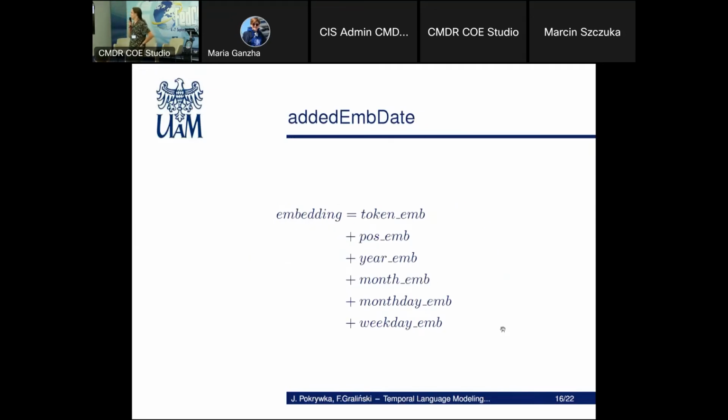The second approach is adding embeddings to every input token. So instead of stacking or prepending our embeddings at the very beginning of our text, we just add these embeddings to every input token, to every word. So every embedding is the token embedding plus the positional embedding, which is regular for transformers, and the next 4 embeddings.